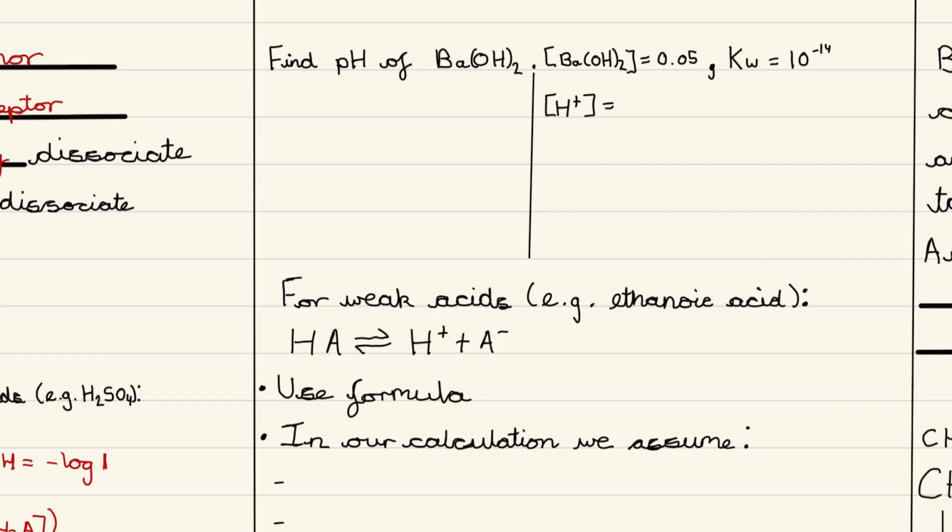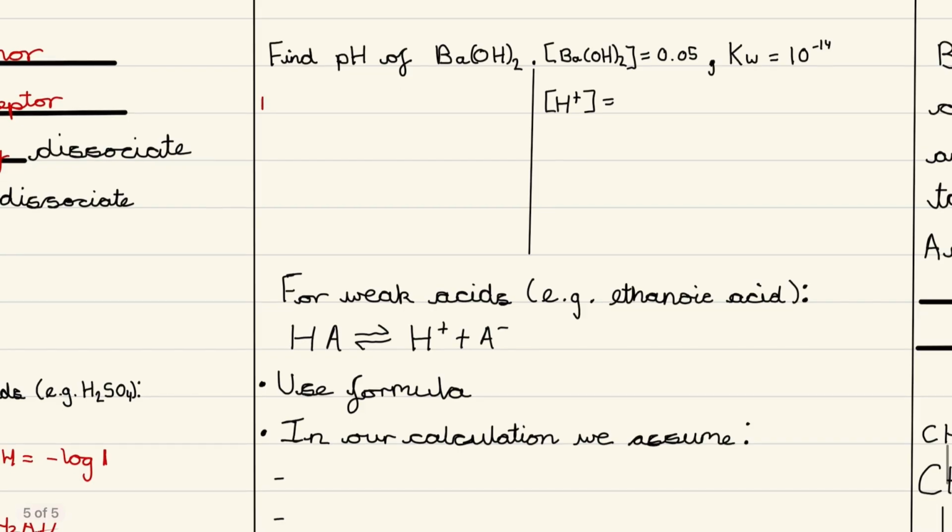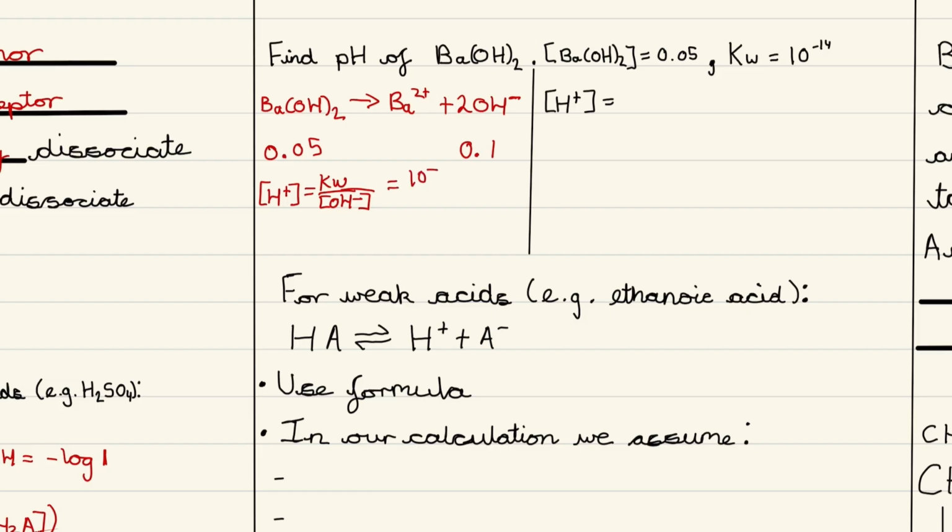Okay, so here I've got an example to try. Firstly, I'm going to write down the dissociation of barium hydroxide, which looks like this. And the concentration of barium hydroxide is 0.05 originally. And that means that when it all dissociates, the concentration of OH minus will be 0.1. And then we can say that the H plus concentration is equal to Kw over the OH minus concentration, which is equal to 10 to the minus 14 over 0.1, which is equal to 10 to the minus 13. And to work out pH, I minus log this and I get 13.